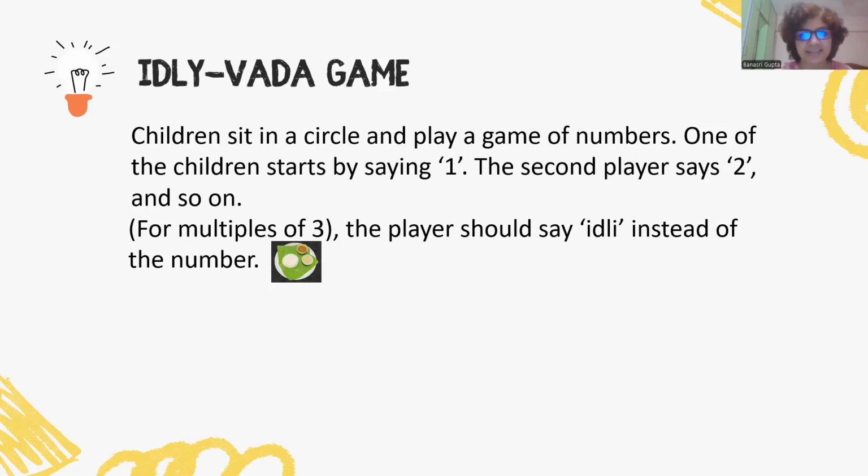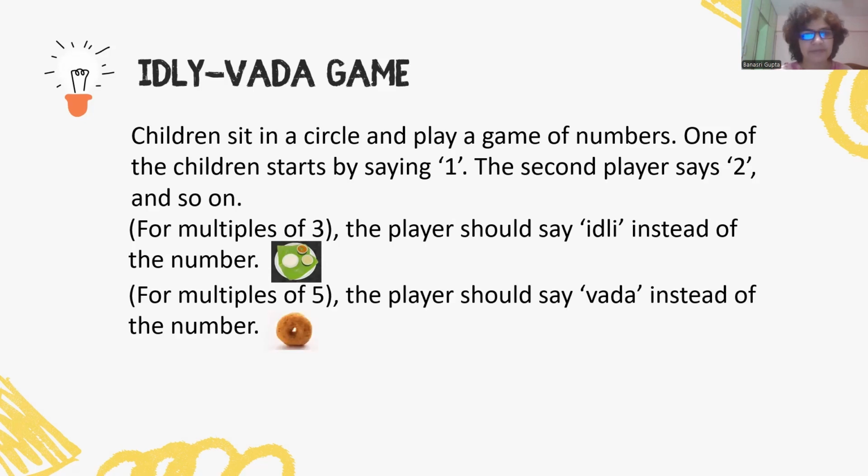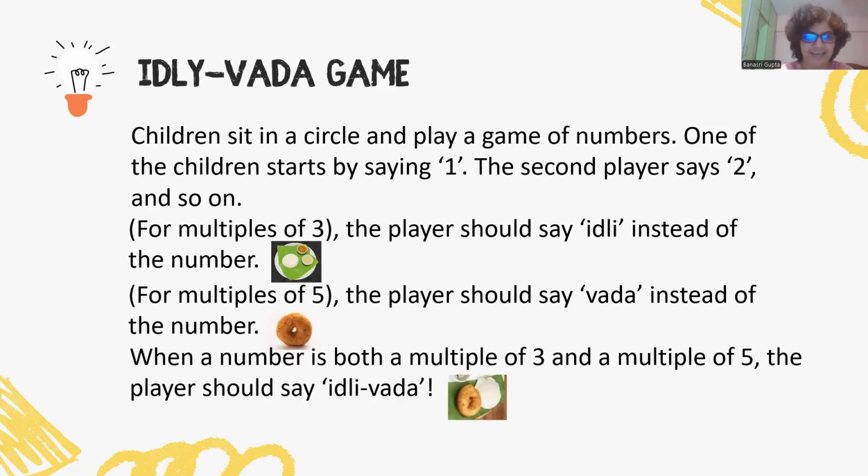So 3, 6, 9, 12. You cannot say the number. So you have to say idli. Whenever a multiple of 3 comes, you have to say idli. Similarly, for all the multiples of 5, the player should say vada. So after 4, you cannot say 5. You have to say vada. And when you encounter a number which is both a multiple of 3 as well as 5, then you have to say idli vada.